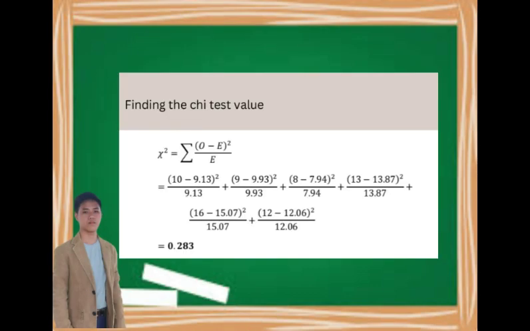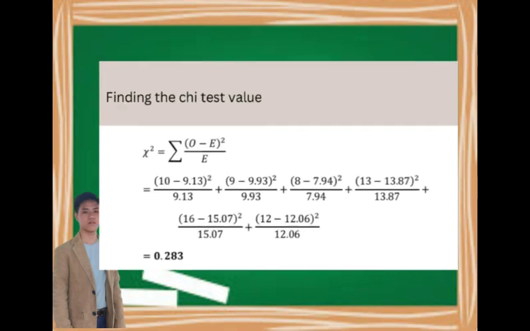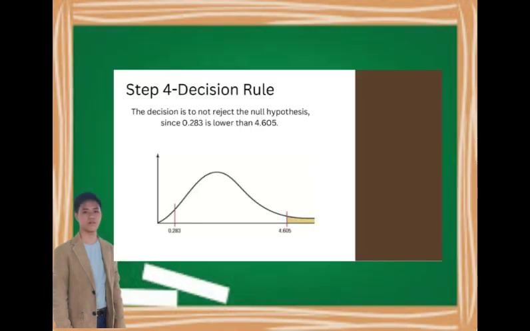So now, let's compute and find the chi-square test value using the formula: chi-square equals the summation of the observed value minus the expected value, squared, over the expected value. So we need to solve each value that has already been computed and add up every computed value. With the result, we can now decide whether to reject the claim or accept it.